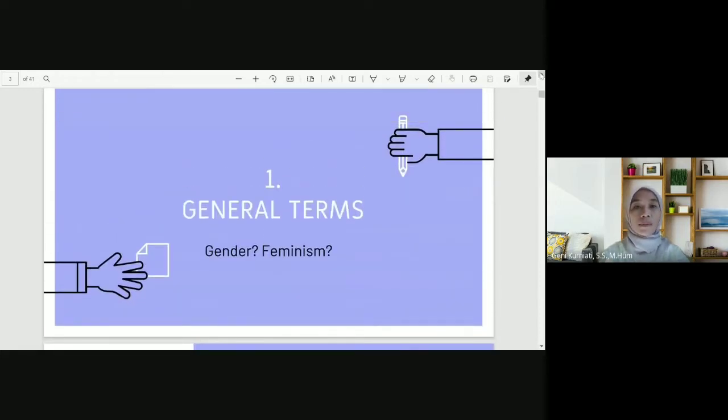For general terms, we have two technical terms. First, gender, and the second is feminism. I think some people are still not clear about these two technical terms. Sometimes people interchange gender and feminism. So to make it clear, let's take a look at them one by one.